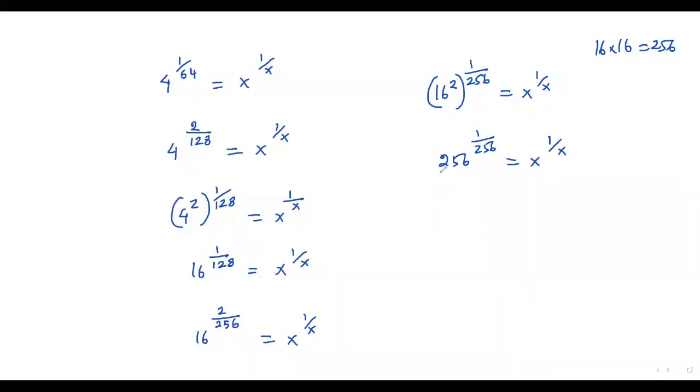Okay, so here I get the same value at the base and the same value in the denominator of the fraction in the exponent. So this is exactly in the form of x to the power 1 over x. Now what value do I get at the position of x? 256. So the value of x in the given equation is 256.